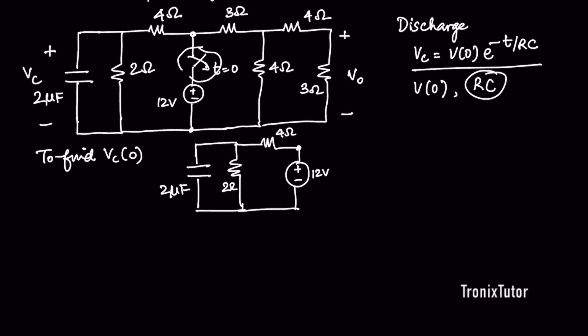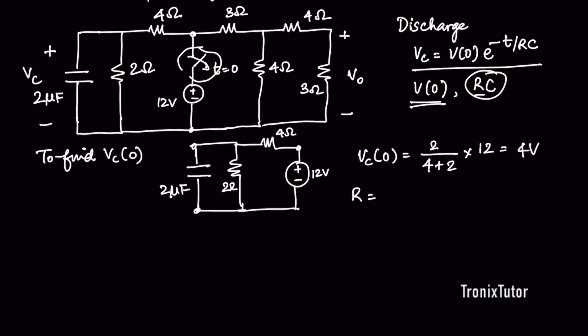So here I want to find the open circuit voltage across the 2 microfarad capacitor. So my Vc of 0 is essentially 2 divided by 4 plus 2 into 12, or 4 volts, right? So initially my capacitor was charged to 4 volts and eventually it has to discharge. So I have calculated V of 0. Now I need to calculate RC.